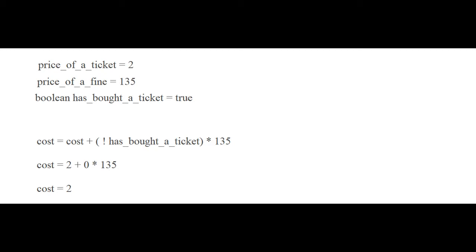This way, the equation will look like cost is equal to cost plus 0 times 135. In other words, cost is equal to 2 plus 0 times 135, leading to cost equal to 2. Indeed, the traveler has bought his ticket.